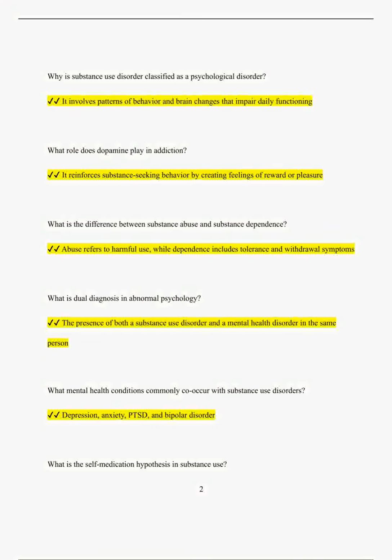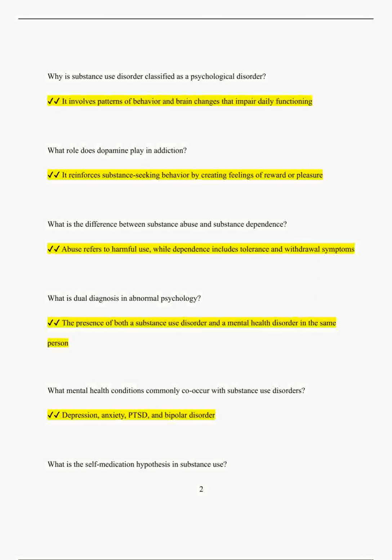What role does dopamine play in addiction? It reinforces substance-seeking behavior by creating feelings of reward or pleasure. What is the difference between substance abuse and substance dependence? Abuse refers to harmful use, while dependence includes tolerance and withdrawal symptoms.